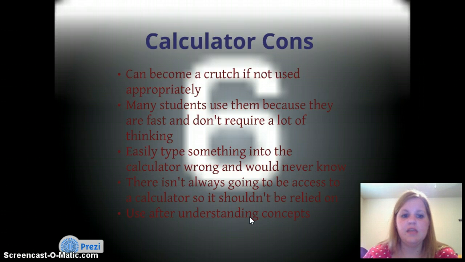But once again, they could also easily type something into the calculator wrong and never know, because they wouldn't have that sense that if I type in 2 times 5 and I get 30, that wouldn't make sense to anybody who knows basic facts. So, okay, you should use a calculator after understanding the basic concept.